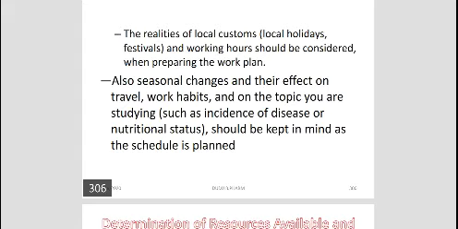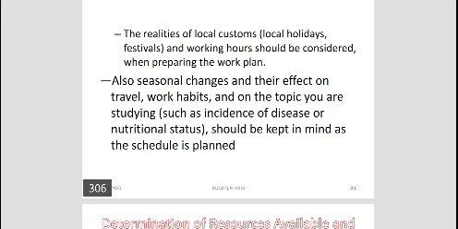Also, seasonal changes and their effect on travel and work habits on the topic you are studying, such as incidence of disease or nutritional status, should be kept in mind in the schedule planned. I think this is open and it's common everywhere, where we see also seasonal changes and their effect on the travel or work habits on the topic you're studying.